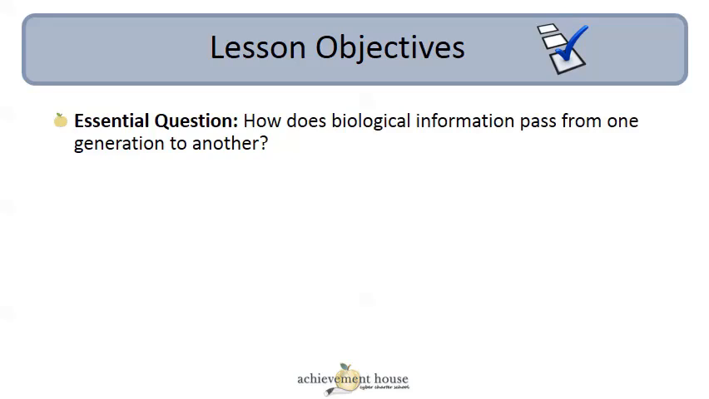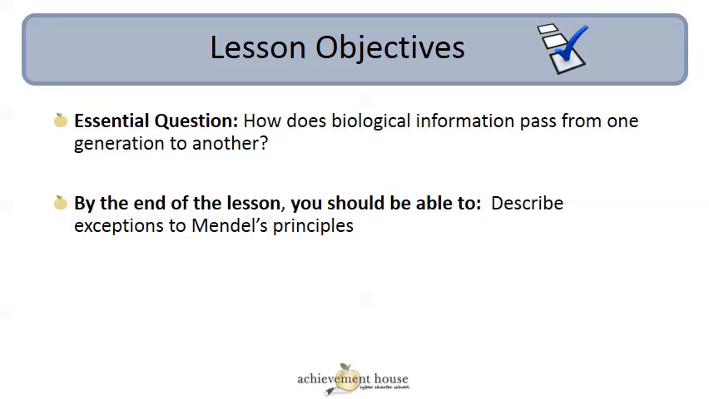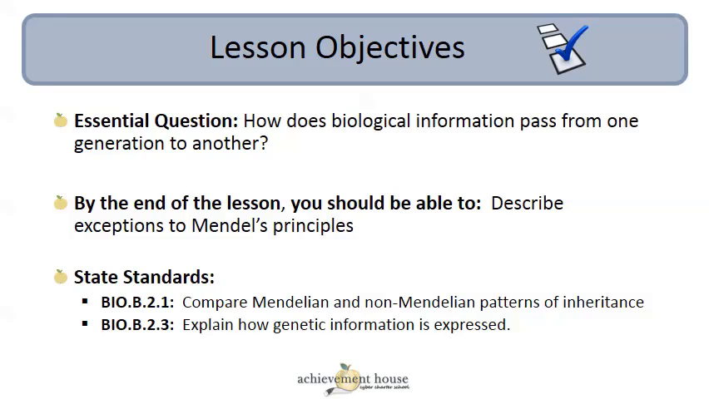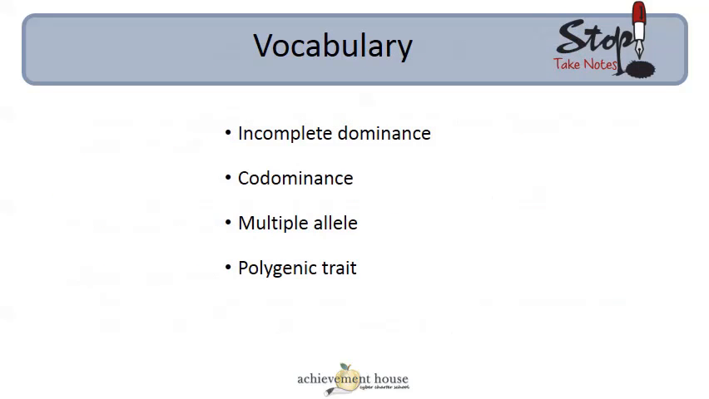Let's take a look at our objectives today. Our essential question is, how does biological information pass from one generation to another? By the end of this lesson, you should be able to describe the exceptions to Mendel's principles. Let's get our notebooks ready. Be on the lookout for this vocabulary throughout the lesson.